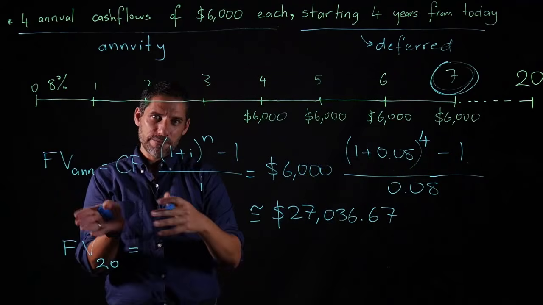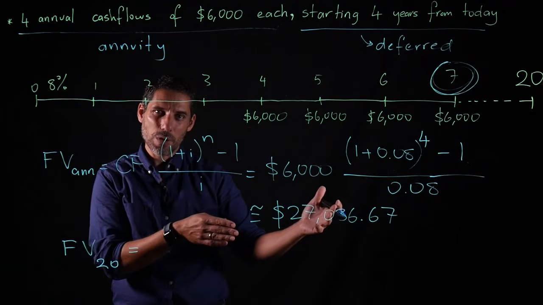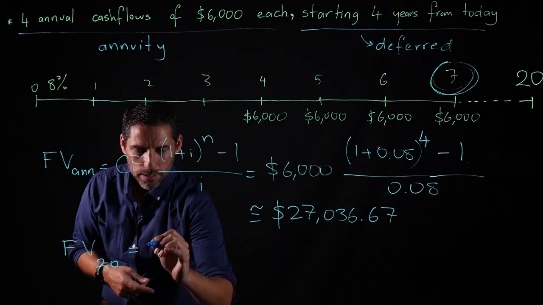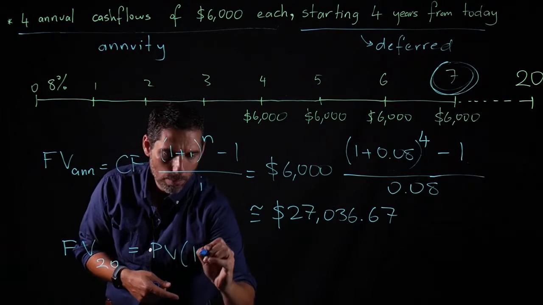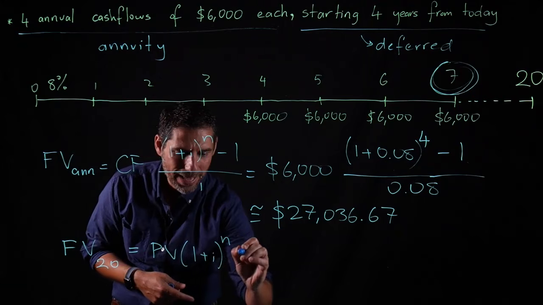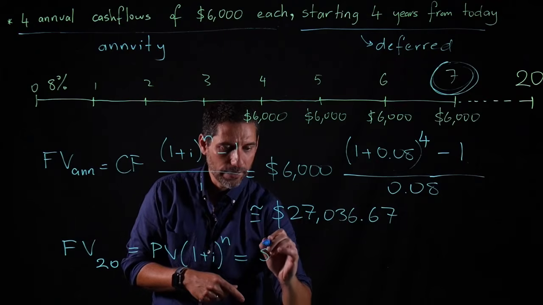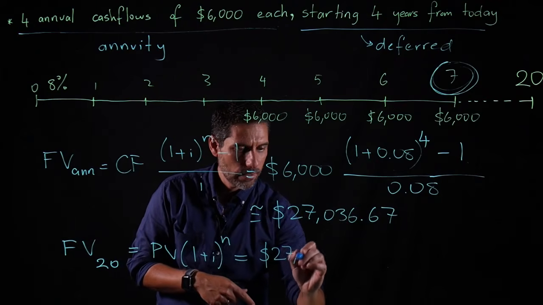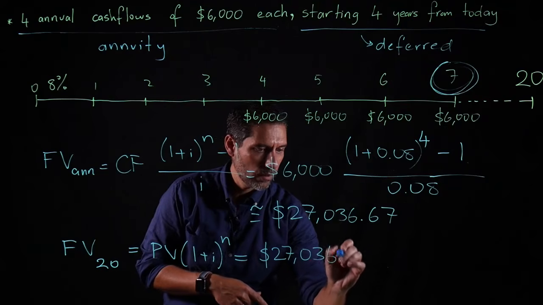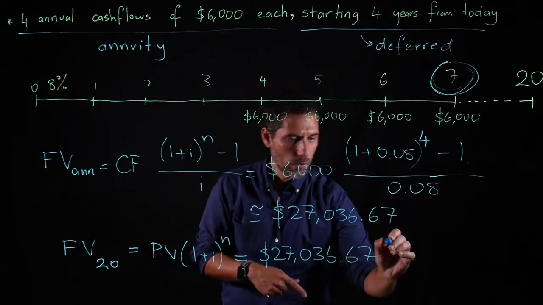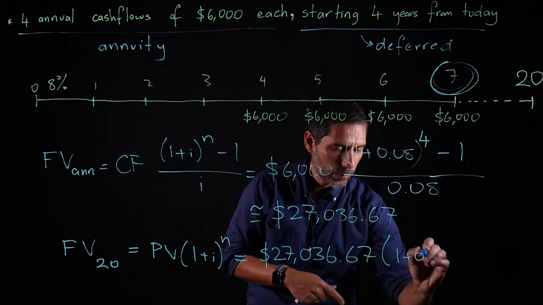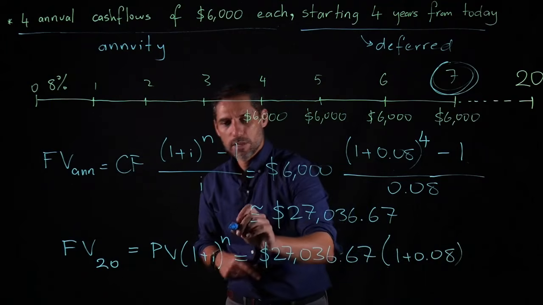So we're going to use the FV equals PV times 1 plus I raised to n formula. So PV times 1 plus I raised to n, but our perspective changed. So this is now our present value. This is how much we have. There are no cash flows anymore. This is going to earn 8%.